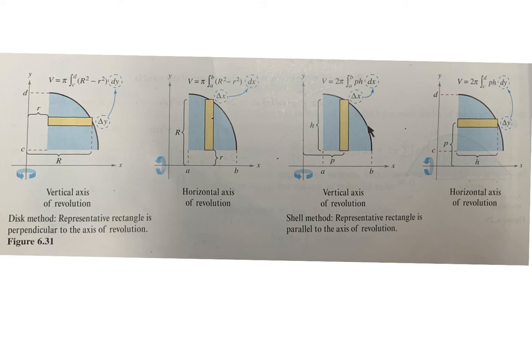Okay. Shell is opposite. When I have a vertical, I am in terms of x, so it's y equals something. When I have a horizontal, it is x equals something. All right, so you need to think about what you're revolving around and which method requires what. When you have a vertical axis, you're in terms of y here, dy, horizontal, dx. This is flipped. Vertical is x, horizontal is y.